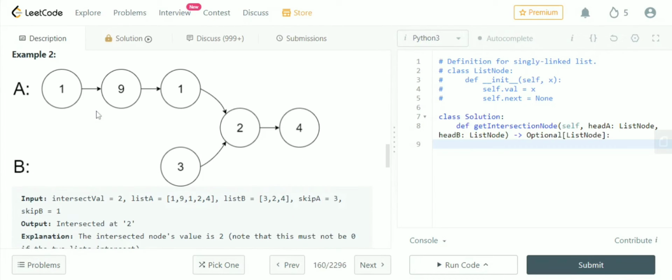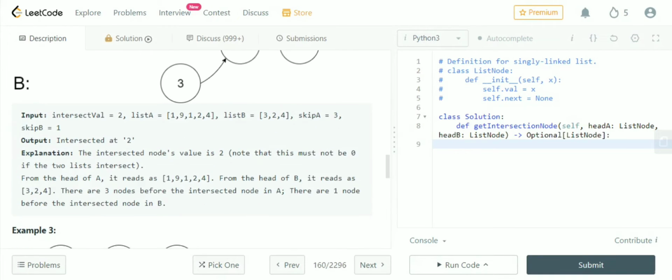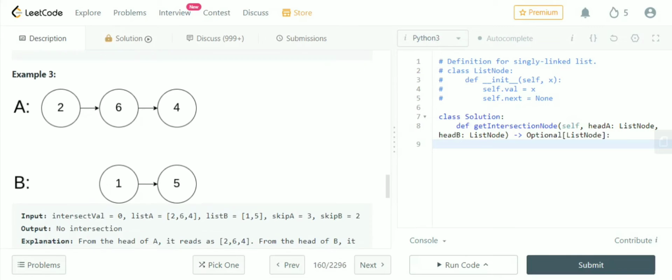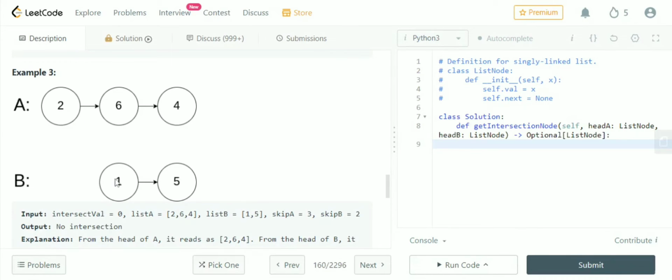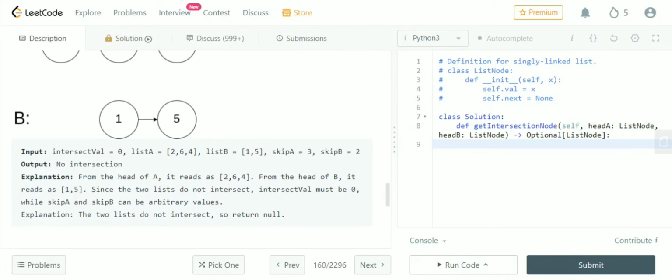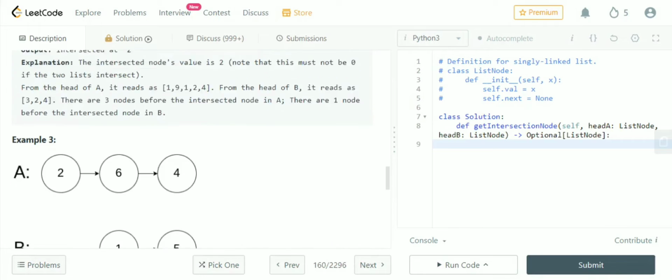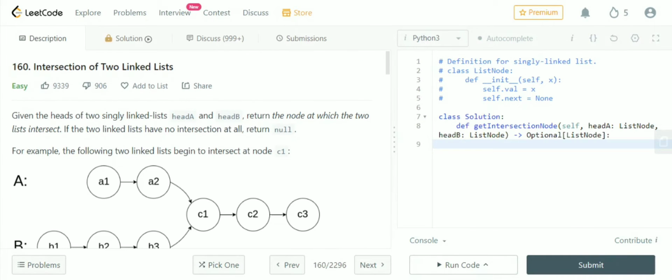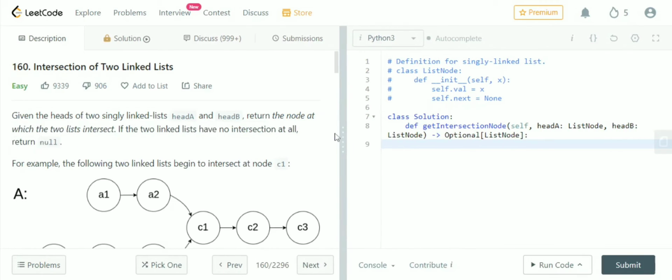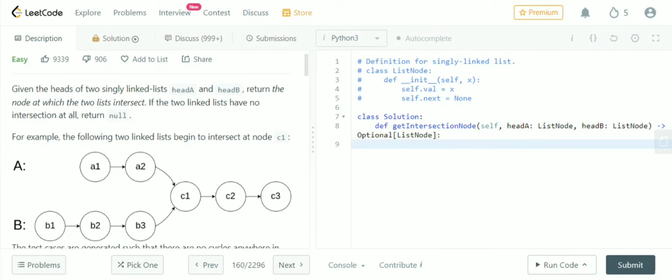Now next we have 1 9 2 1 4 and 3 2 4. So these both intersect at the node 2. So our output is intersected at 2. Now next we have these lists. Since 2 6 4 and 1 5 have no common point of intersection, we'll return no intersection over here. So these were the examples. This is what we need to do over here, that is, return the intersection point of the two linked lists.